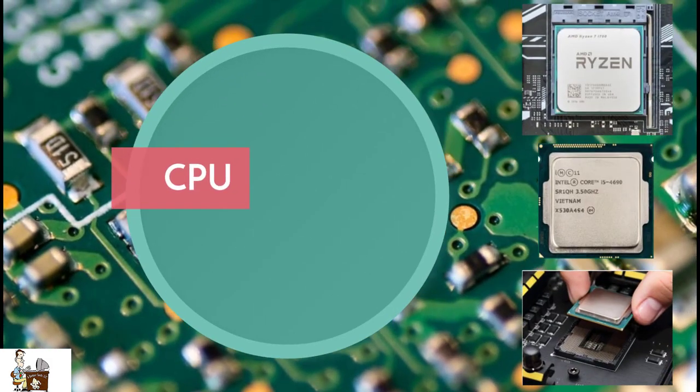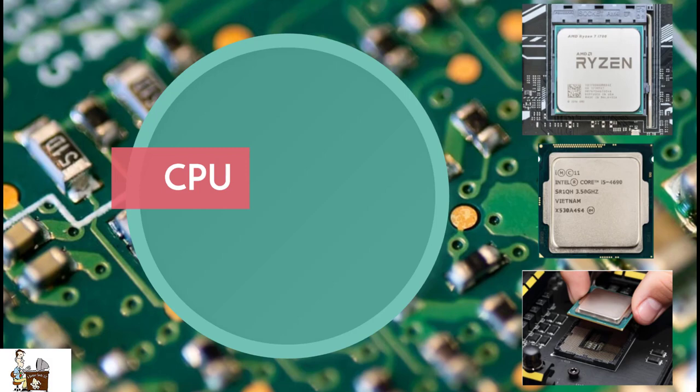CPU stands for Central Processing Unit. Also known as the processor, this is the brain of your computer. Just like the brain sends and receives messages to every part of the body, everything your computer does runs through the CPU. The CPU takes commands from programs and sends the results to the display.